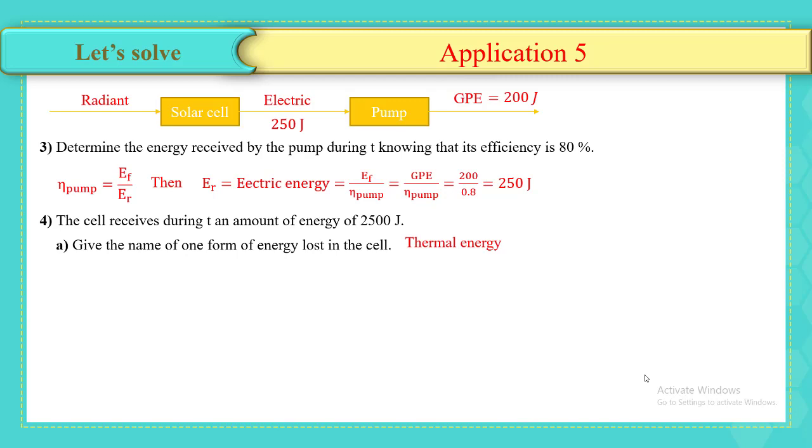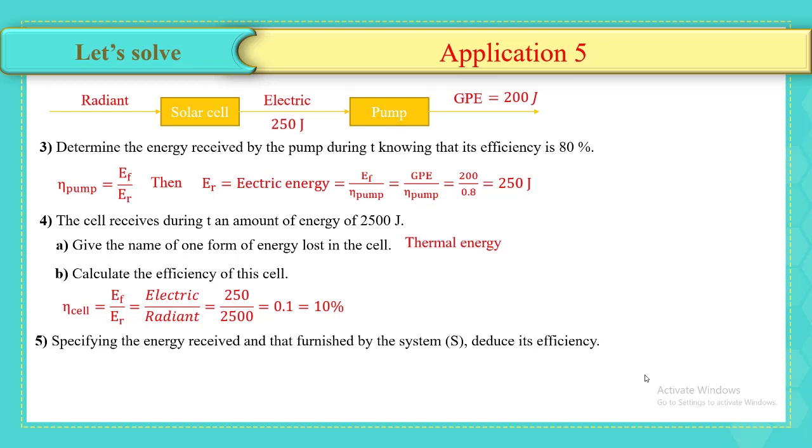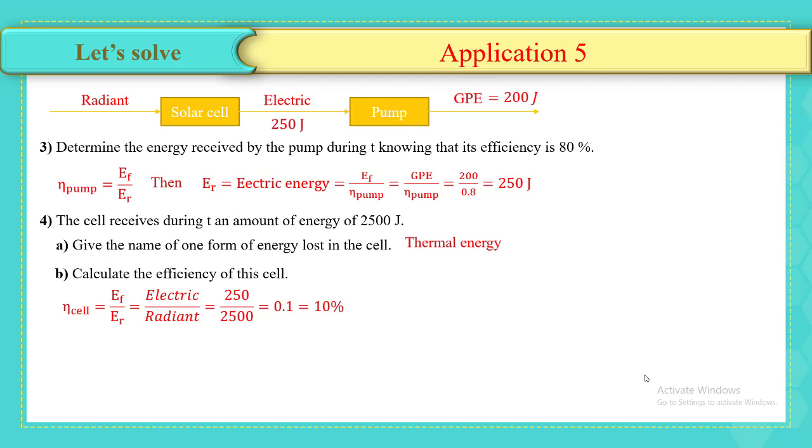In the second part of the question, we have to calculate the efficiency of the cell. I apply the formula of the efficiency. The energy furnished is the electric energy, and the energy received is the radiant energy. I substitute the values, and we get 0.1, which is equivalent to 10%. In other meaning, 90% of the energy received by the cell is lost.